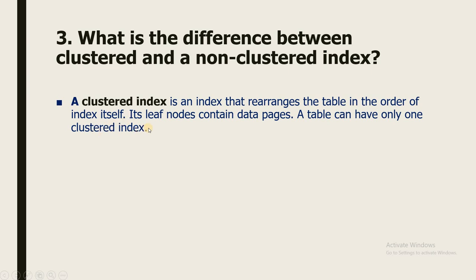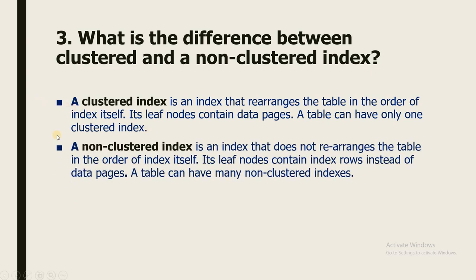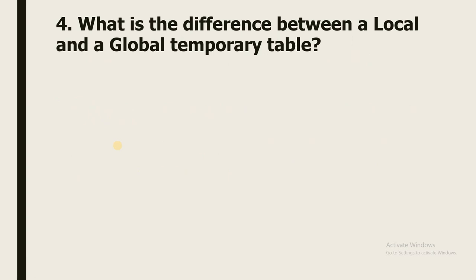Okay, so a table can have only one clustered index. Next, a non-clustered index is an index that does not rearrange the table in the order of the index itself. Its leaf nodes contain index rows instead of data pages. A table can have many non-clustered indexes, so a table can have multiple non-clustered indexes.